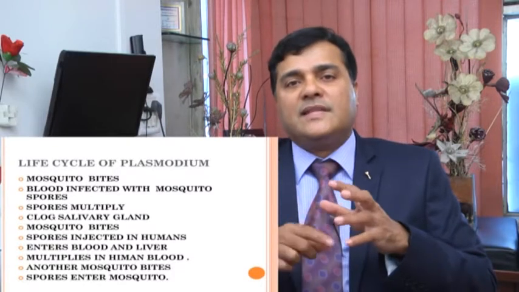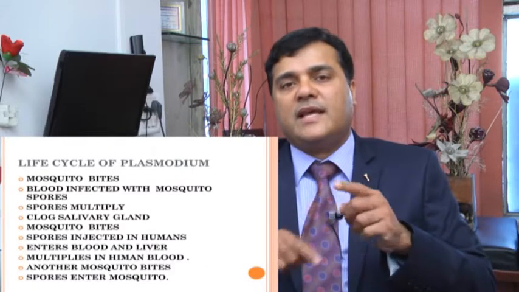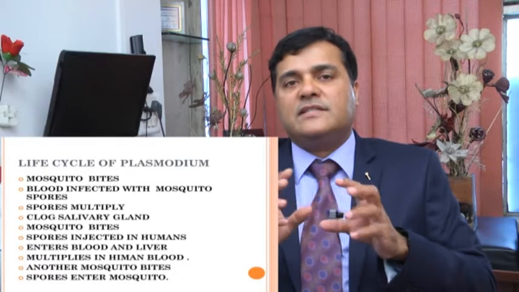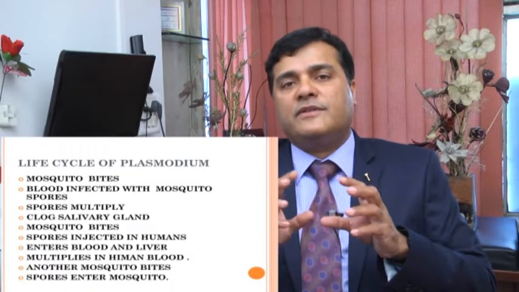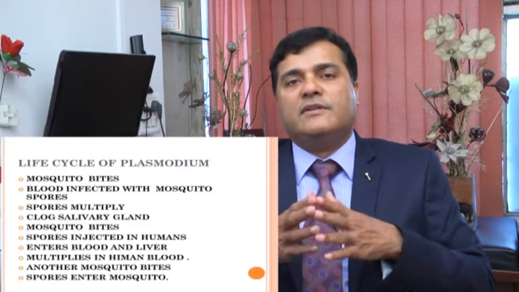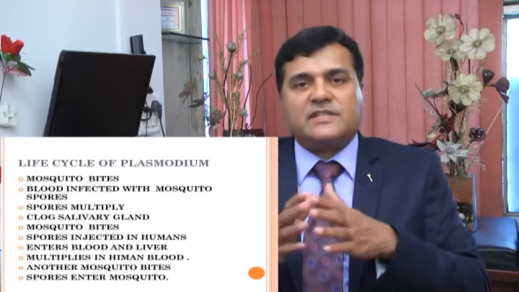And this cycle therefore repeats itself. Another mosquito biting the person, the same cycle will keep on repeating itself. So there are some changes in the life cycles of different plasmodia. Vivax and falciparum may follow certain different life cycles, but more or less it is what we have described just now.